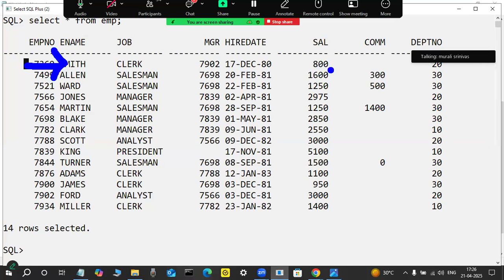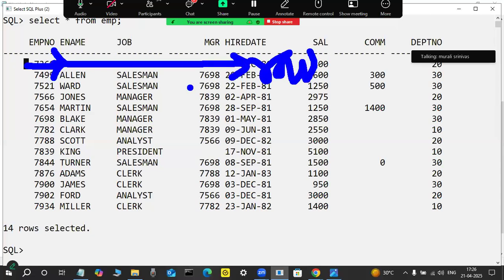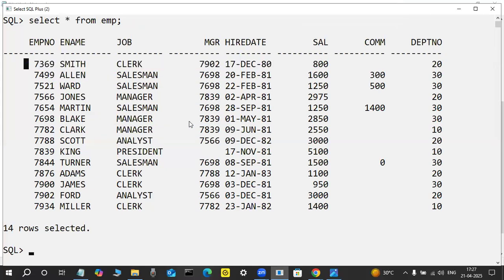He is getting a salary of 800. Commission is not there, and he belongs to the 20th department. This is called a row. This is called a row. Horizontally, it is called a record, or rows only. Okay? These are data. Rows.